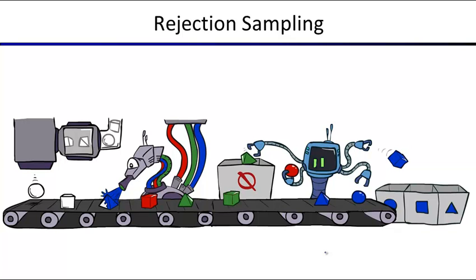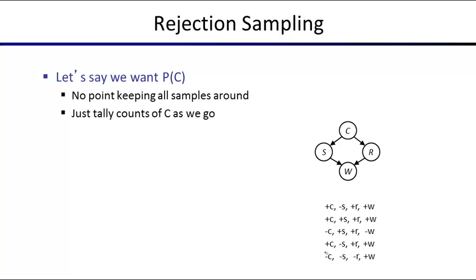Rejection sampling. Let's try to make these algorithms, the first one we've seen so far, prior sampling, a little more efficient by looking at the query ahead of time. Let's say you're interested in P(C). If you're sampling for P(C), all you care about is the camera. All you need to know is plus C or negative C in a given sample, and that's just what you keep track of. So that's a small optimization you can do.